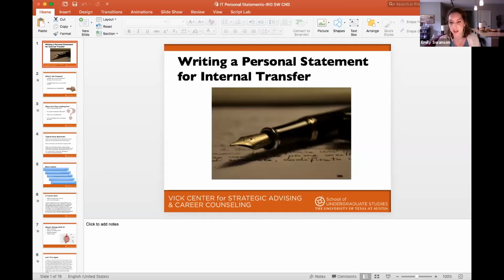And today we're going to talk a little bit about writing internal transfer essays. I know this is a thing that really freaks a lot of students out. And we're going to talk a little bit today about how to maybe approach writing it, some of the basics, why you're writing it in the first place. So we're going to go ahead and get started. I'm going to share my screen with you so that you'll be able to see our presentation for today. Go ahead and get that up.